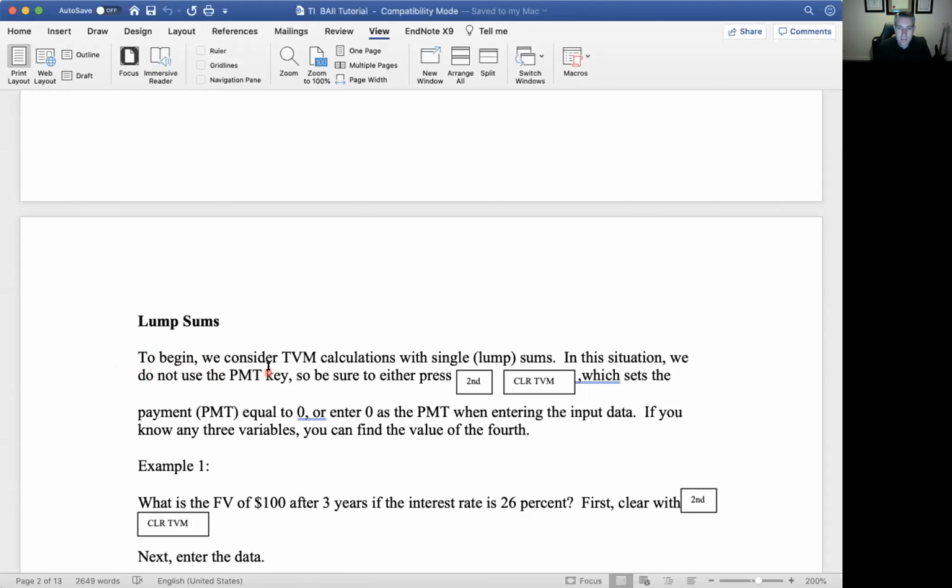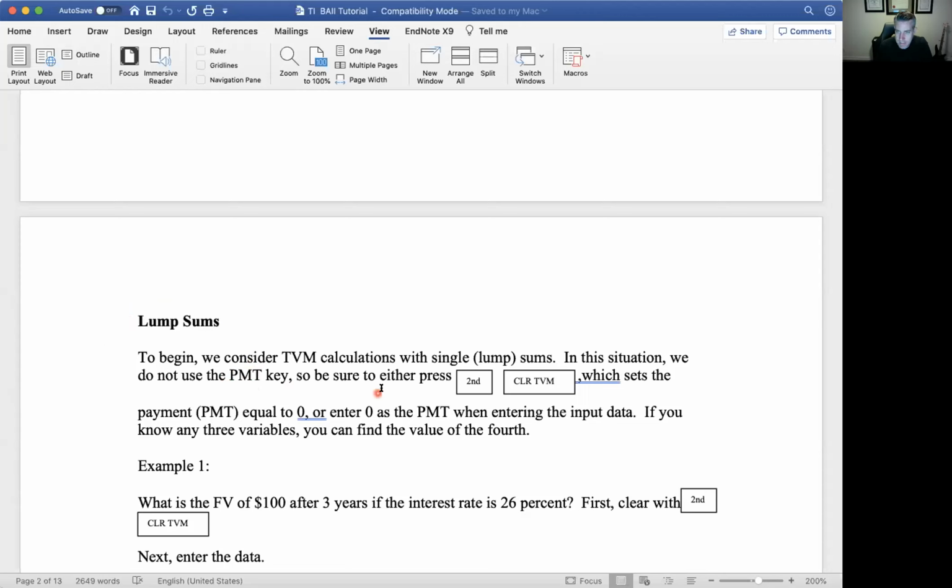To begin, we consider the time value of money calculations with the lump sum. In this situation, we do not use the payment key. Payment key is only used when there's a recurring payment. Like if I've got my mortgage, I pay the same amount every month. That is a payment. That's not a lump sum. That's what we call an annuity. So we won't use the payment key when we're looking at lump sums.